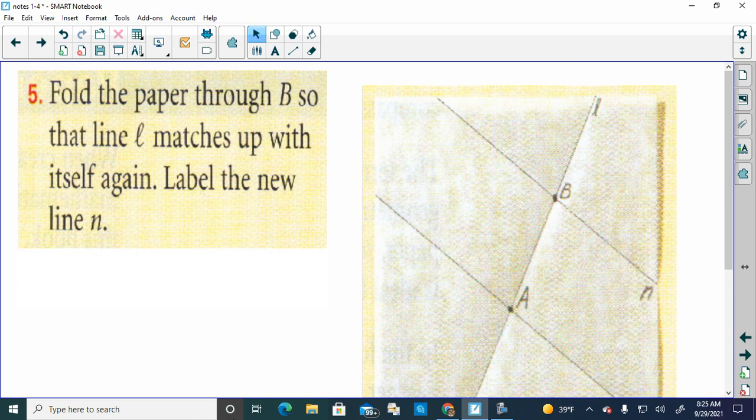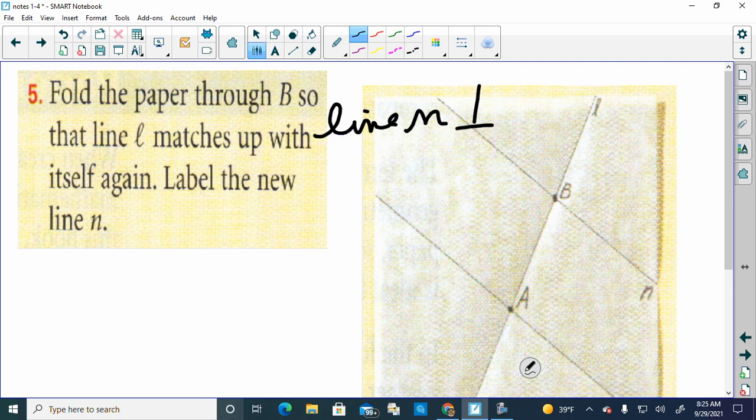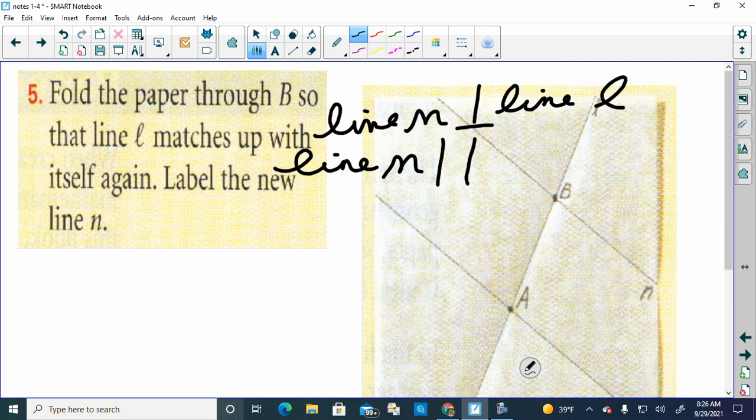We can set that one on the side. Okay, so you're going to write line N is perpendicular to what? Line N is perpendicular to line L, because that's where the crease went through. L was on top of itself. Now the parallel part: line N is parallel, so it looks like absolute value symbols or an 11, two slashes that go through it. So line M is parallel to line N.